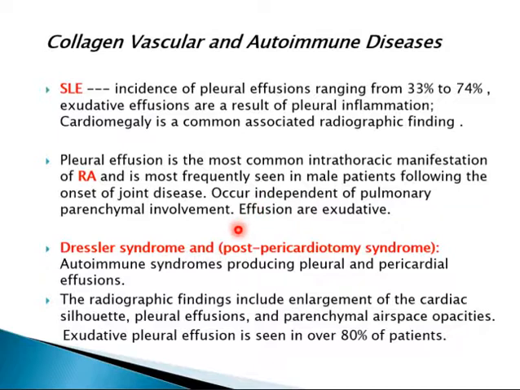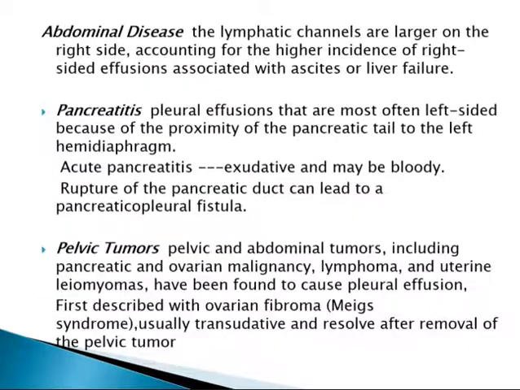Effusions are exudative. Dressler syndrome and post-pericardiotomy syndrome, these are autoimmune disorders, produce pleural and pericardial effusions. The radiographic findings include enlargement of the cardiac silhouette, pleural effusions, and parenchymal airspace opacities. Exudative pleural effusion is seen in over 80% of patients. Dressler syndrome occurs post-myocardial infarction, this autoimmune disease.